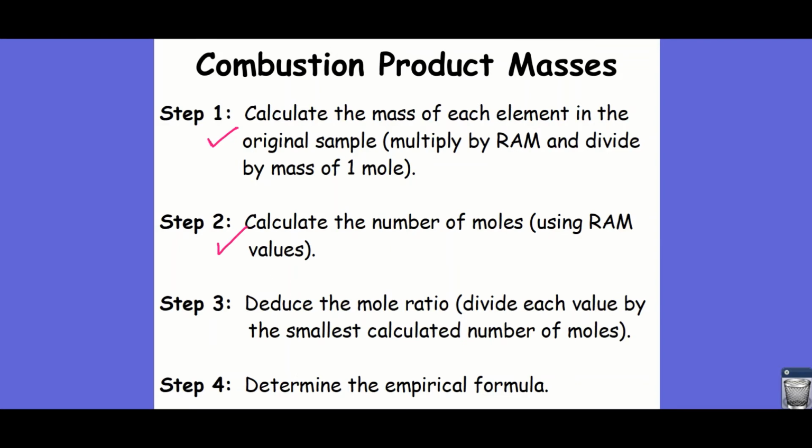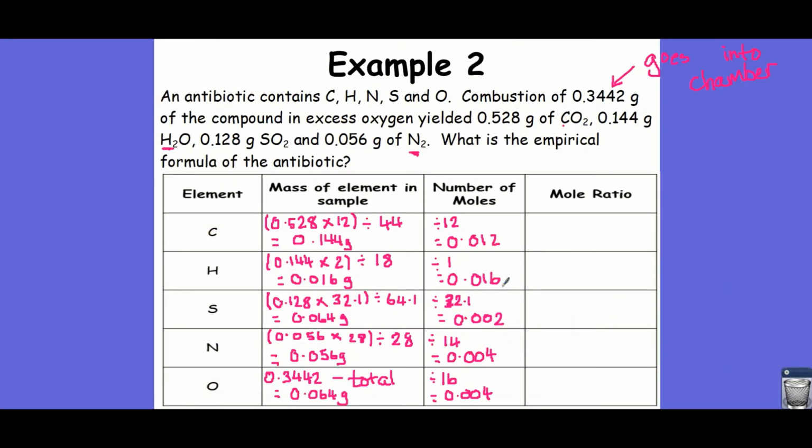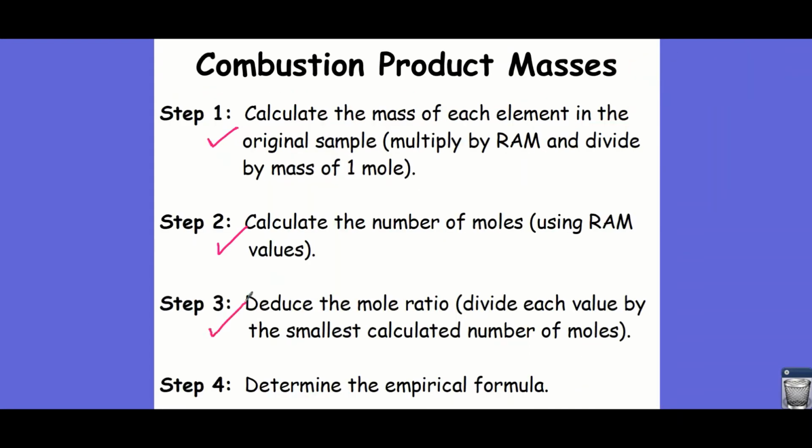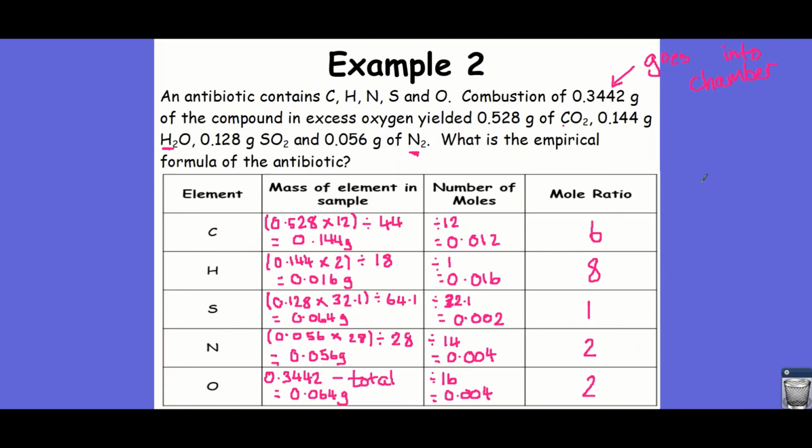So we've done this. We're then going to deduce the mole ratio. And remember, we have to look for our smallest number of moles value, which is going to be sulfur. So we assign that 1. We are then going to divide each of the other numbers by 0.002, which gives us 6, 8, 2, and 2. So we've done this. And then our last step, just write the empirical formula, which is going to be C6H8SN2O2.